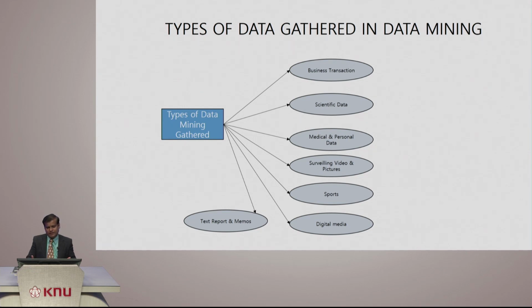Likewise, there are a lot of other data mining systems that can be used for medical and personal data. Surveillance videos and pictures: you can see all this huge surveillance data. It is available and it can be used for various applications. Apart from that, we do have sports data. We know that a lot of sports is happening around the world.